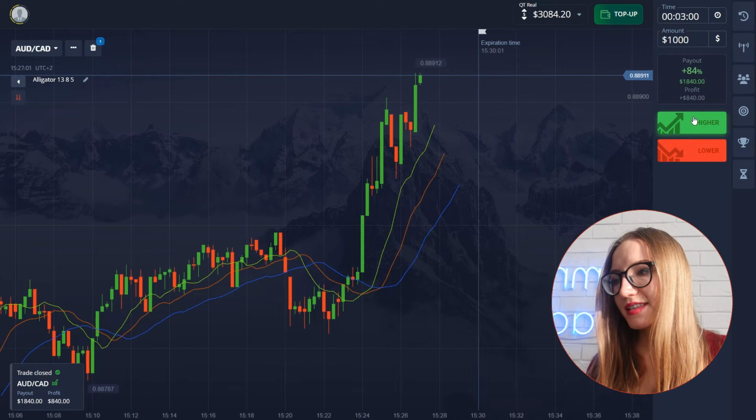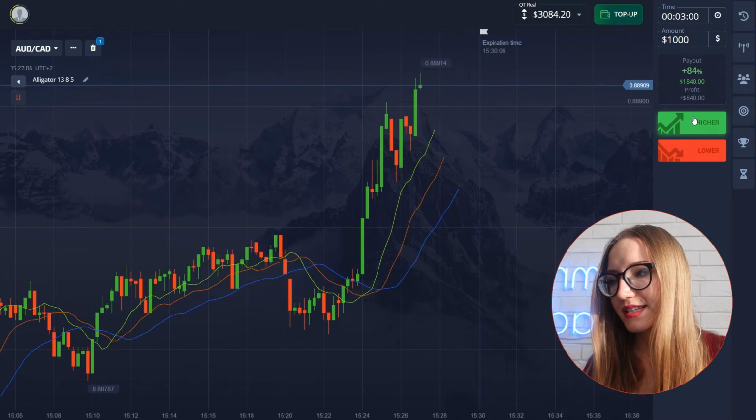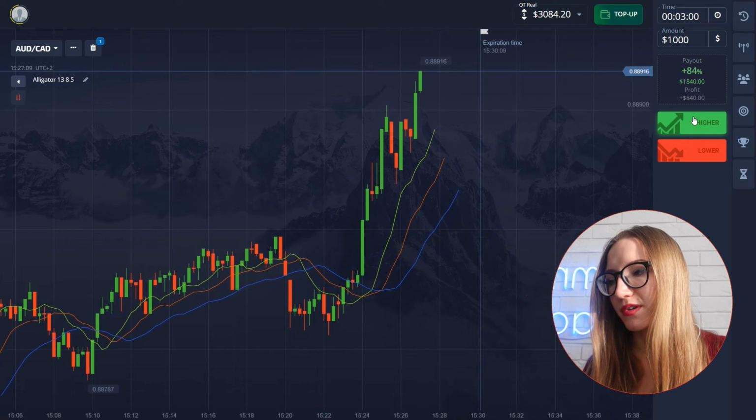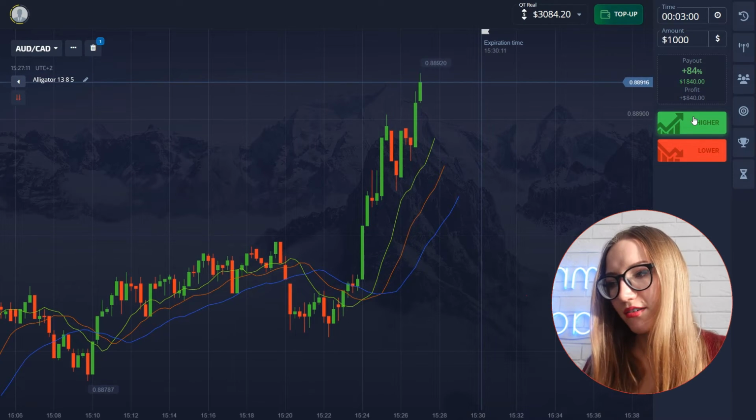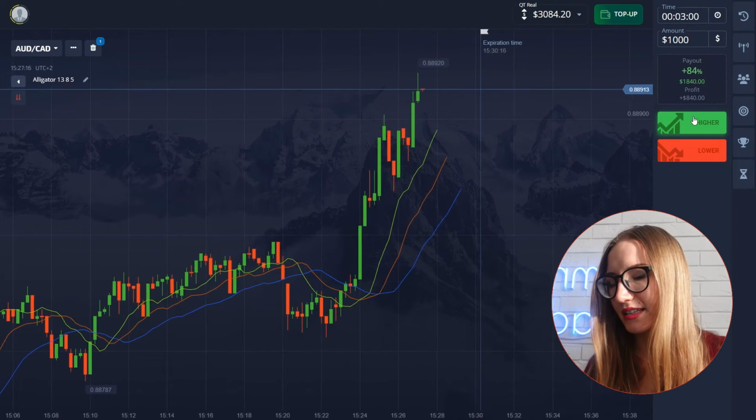So during 3 minutes the price shows the big growth. The green line moves above the other ones and this is the very big distance from each other. So this is the strength of the trend, but I got the profit and we can continue.